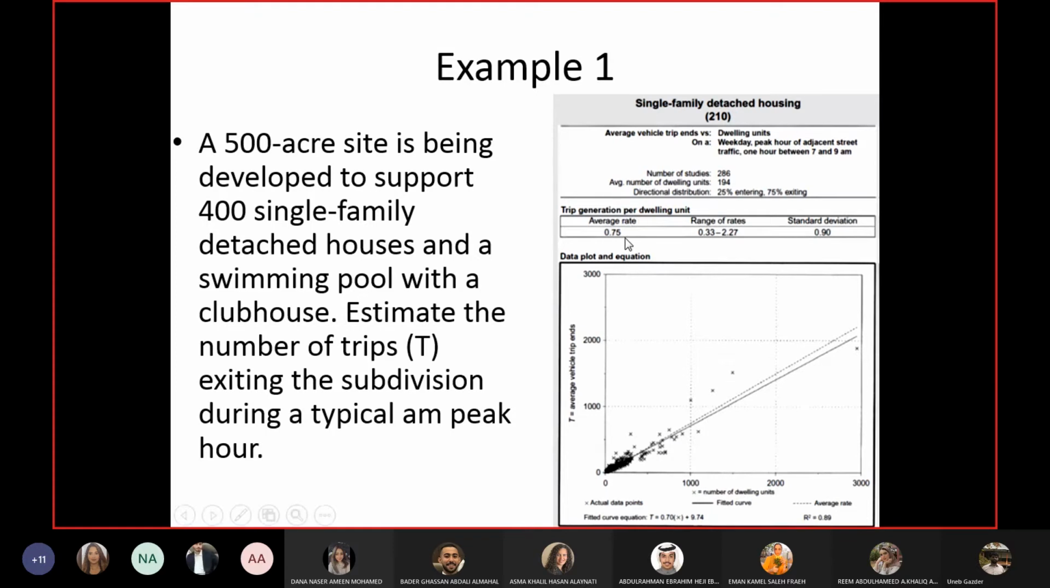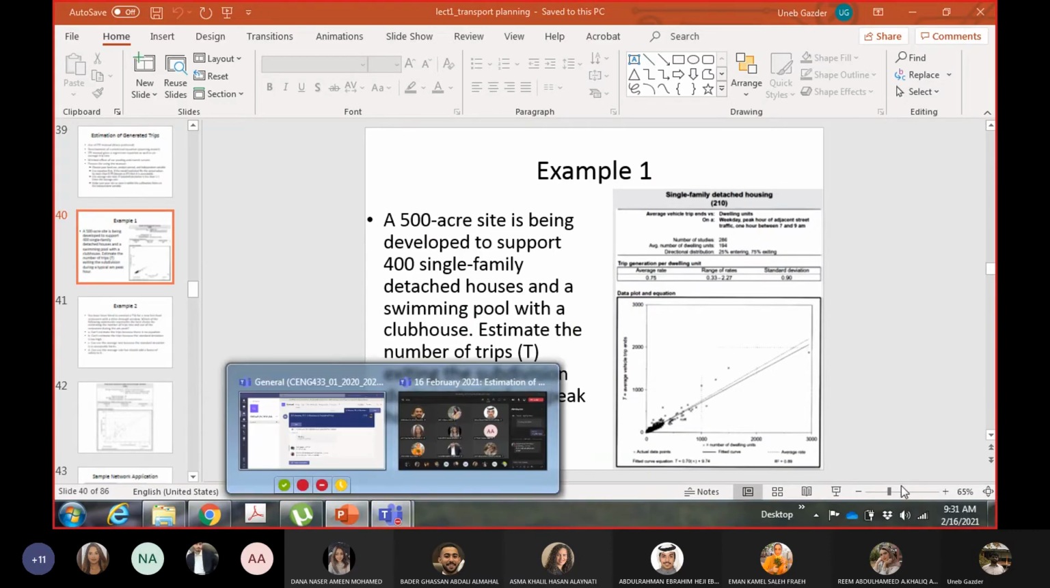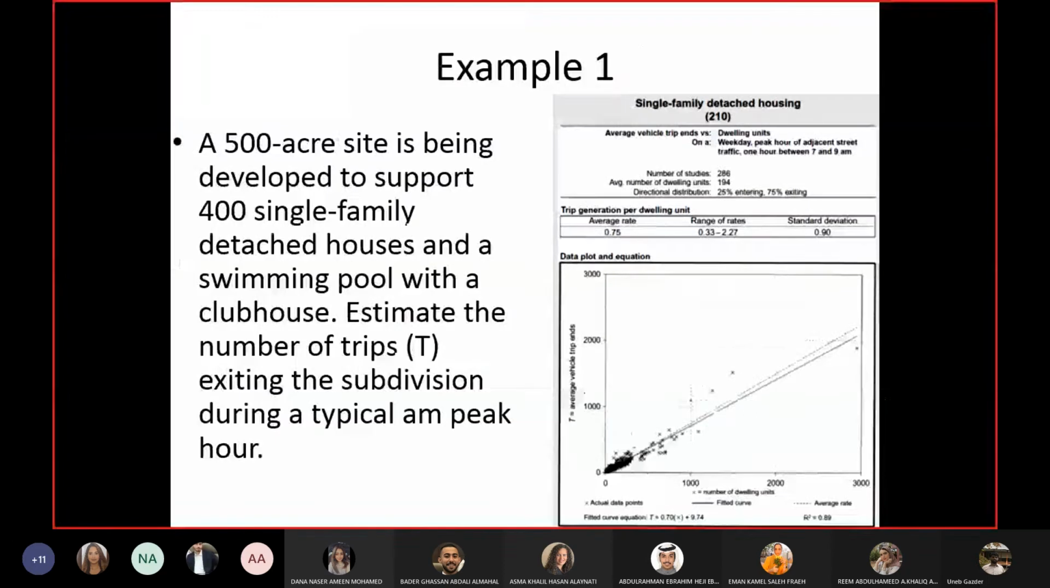If you want to use the average trip rate, then the rule is that the standard deviation should be less than 1.1 times the average value. The standard deviation should be 1.1 times or less than 1.1 times the average value. Standard deviation is 0.9. Okay. If I do 1.1 into 0.75, how much will I get?